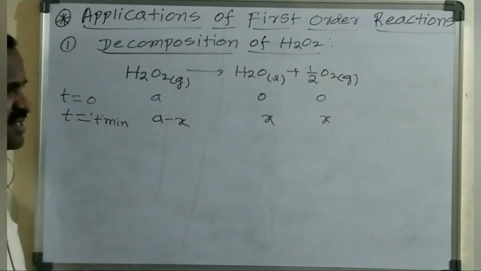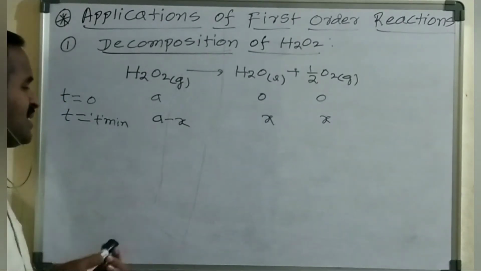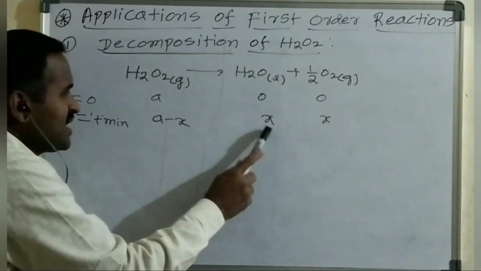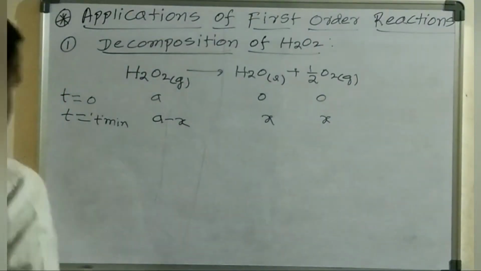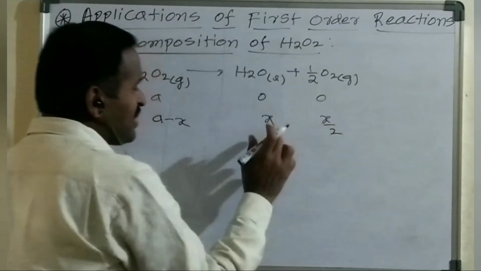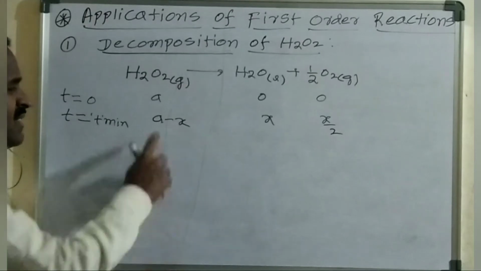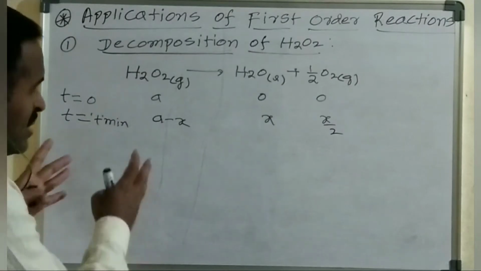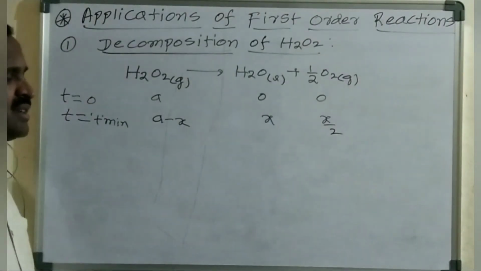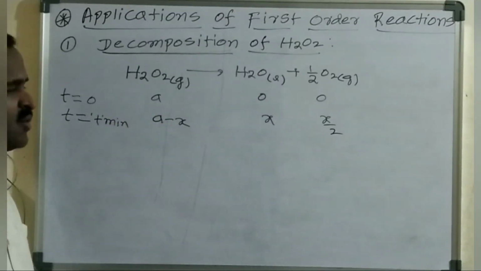The initial concentration of hydrogen peroxide is a moles per liter, and the products are 0 and 0 at time t equals 0. At a particular time t minutes, the change in concentration is x for hydrogen peroxide, x for H2O, and x by 2 for O2, and the leftover concentration is a minus x. The overall progress of the reaction was determined by titrating the hydrogen peroxide with KMnO4 solution.